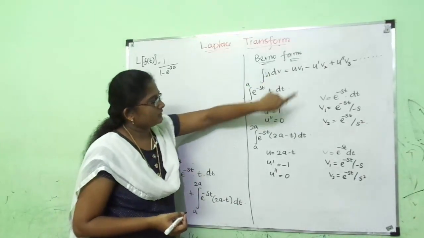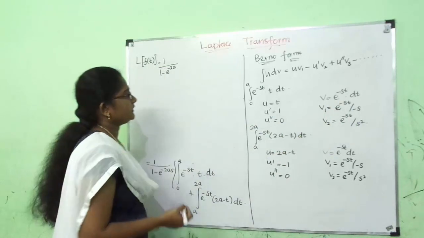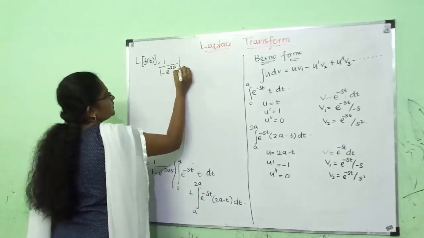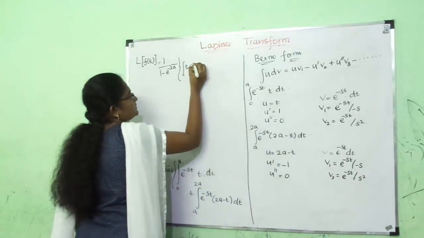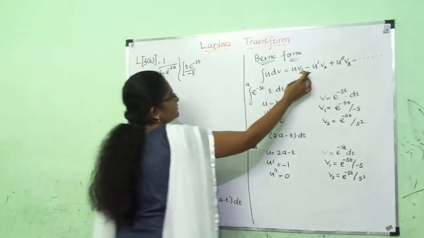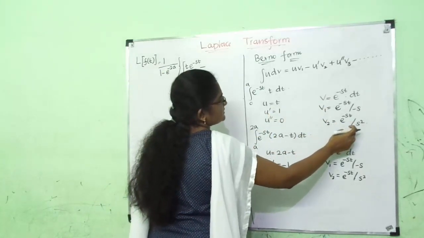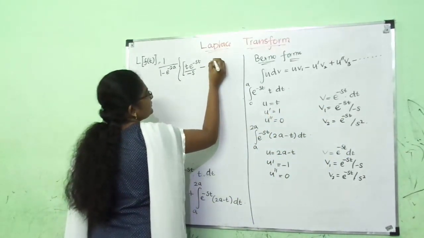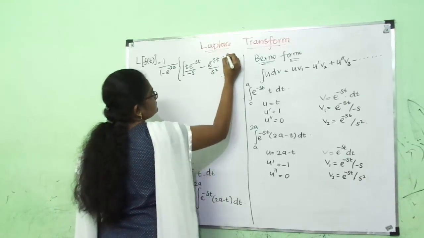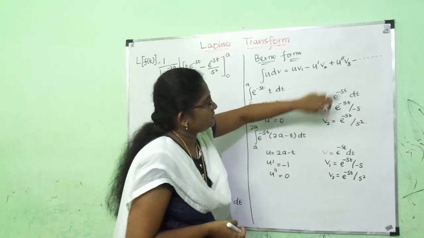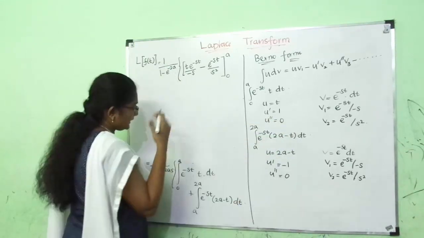So u v1, u is t and v1 value is e power minus st divided by minus s. Common bracket u into v, that is u is t, v1 is e power minus st by minus s. Here is a minus sign, u dash value is 1, 1 into v2 value is e power minus st by s square, 1 into anything will be the same, so e power minus st by s square. The limits are 0 to a. I am not applying u double dash v3 because u double dash is 0, while multiplying 0 into anything will be 0, so I am leaving it. I am moving on to next one.